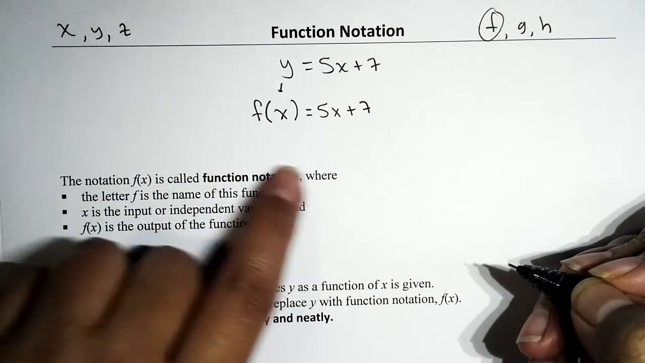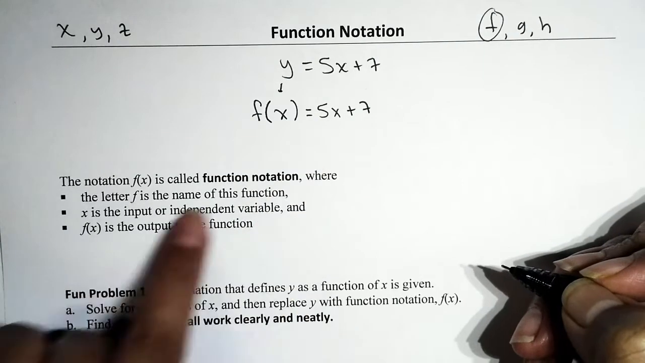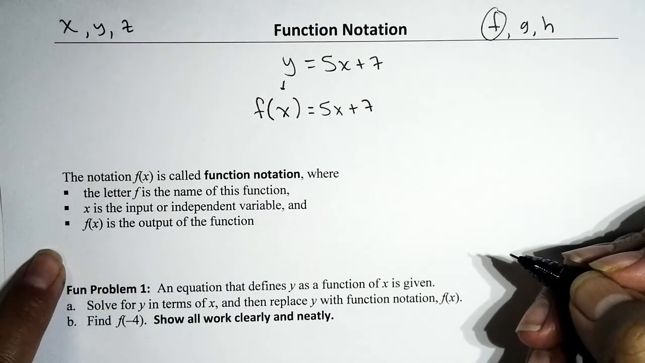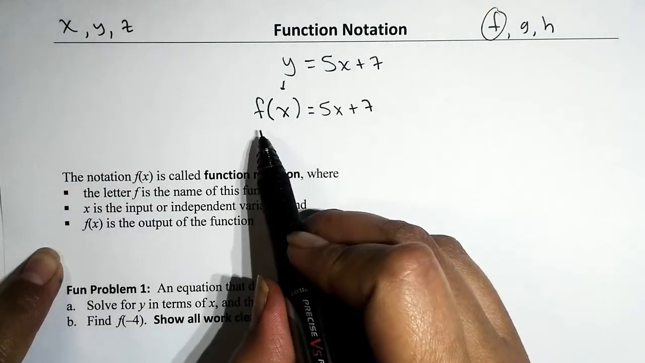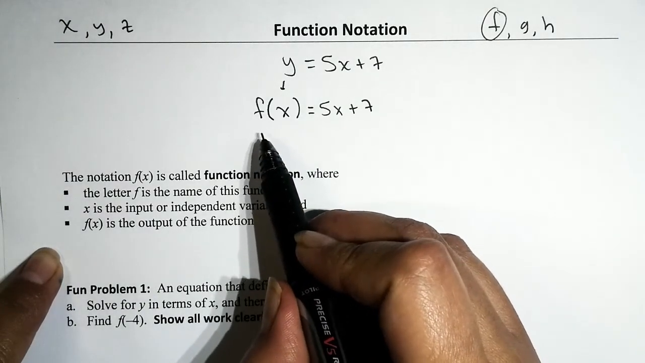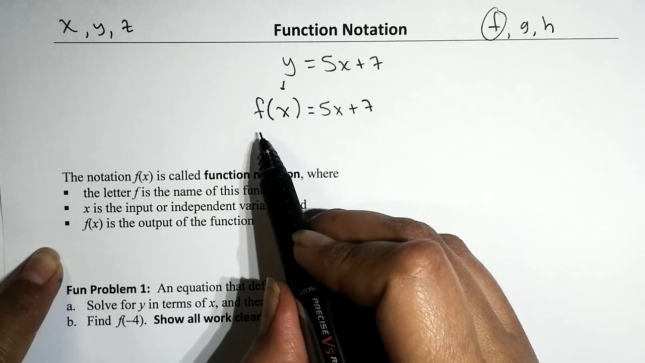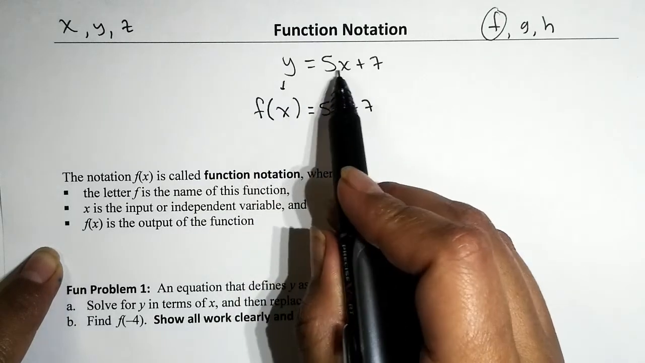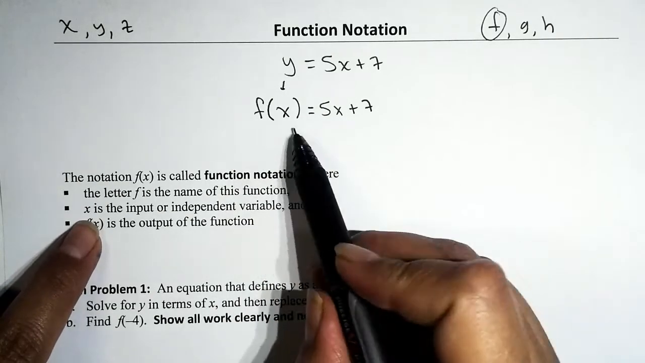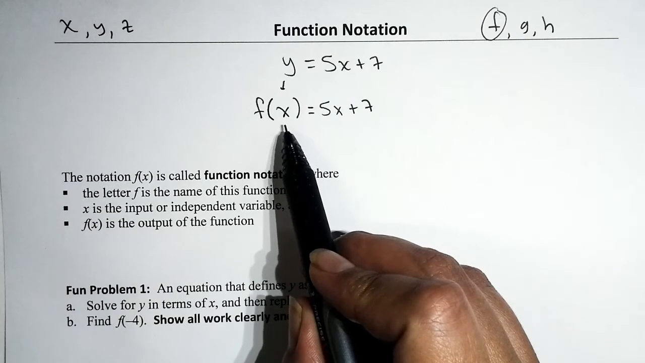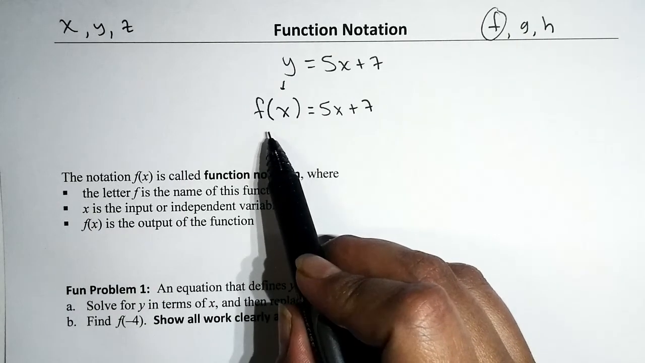Okay, so let's look at these things. Whatever I'm going to say is typed up, so you can look at your notes. Let's break this down. So f, what is that? That's just the name of the function. You want to call it g, go for it. h, w, I don't really care. Just don't use x or y because those letters are taken. What's so special about x? x is the input. What's so special about f of x?